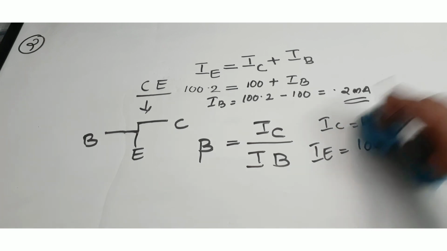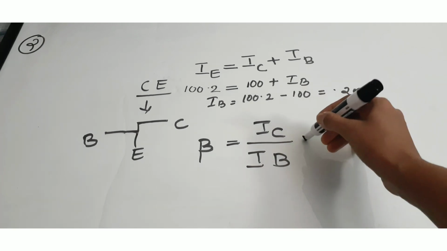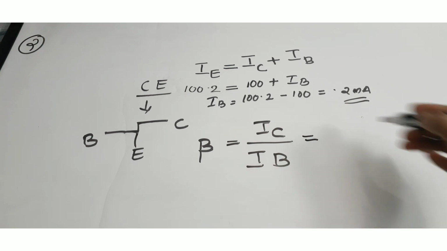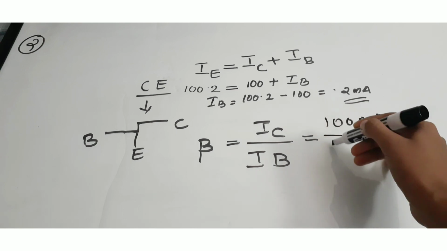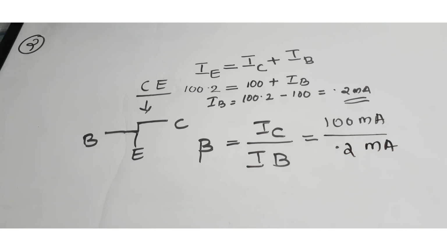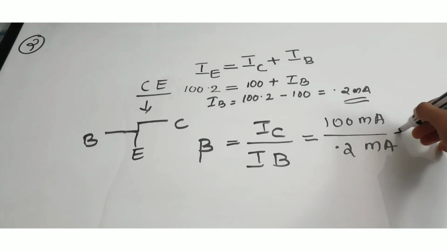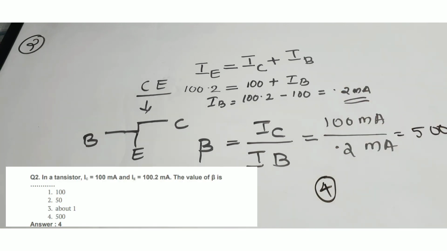I'm going to remove this and write the expressions here. So beta equals IC by IB, which is 100 milliamps by 0.2 milliamps. Upon dividing this, you will get the value as 500, and the correct answer is option 4. So the correct answer for the second question is option 4.